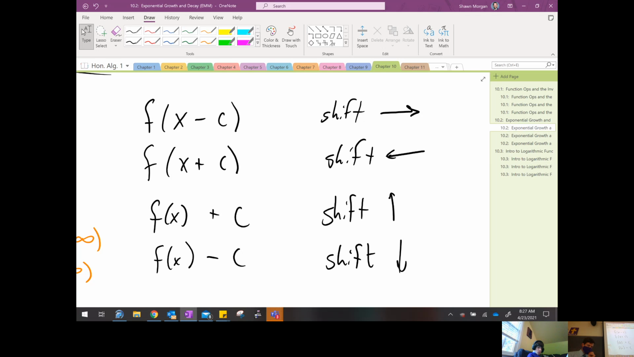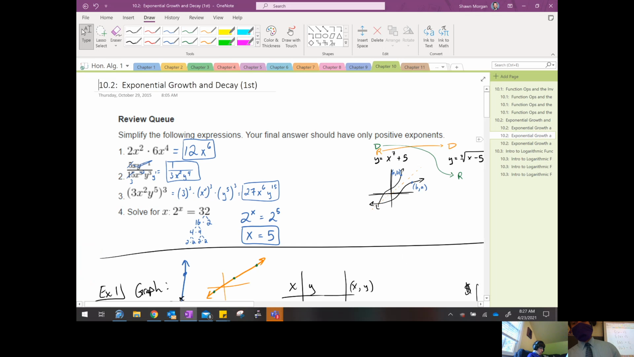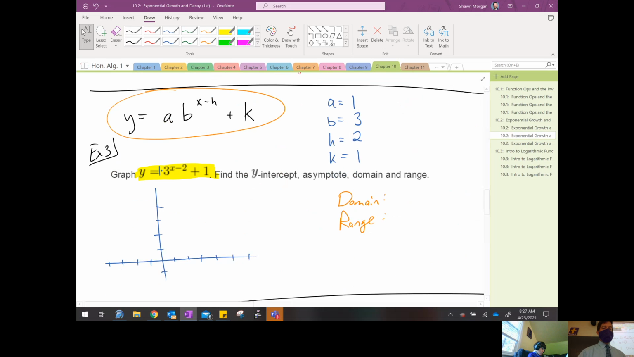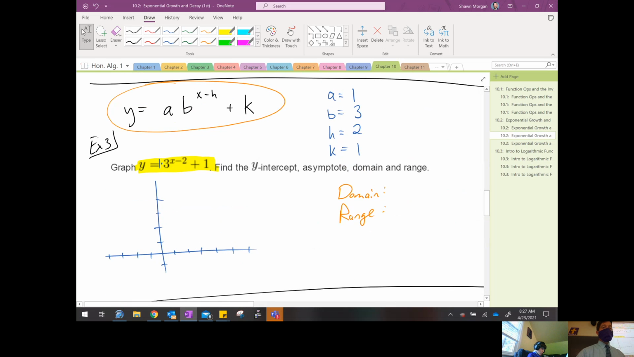Now, with these kinds of transformations in mind, back at this example 3 right here, what do you think a minus 2 would do to my parent curve, my normal growth curve? A minus 2 is going to shift it 2 to the right. And a plus 1 is going to shift everything up 1. So my horizontal asymptote, instead of being at the x-axis, is now going to go up 1, and it's going to be a dotted line right there at y equals 1.